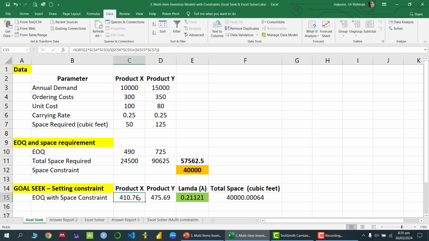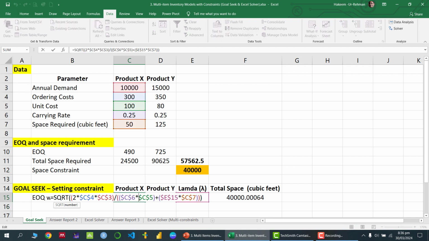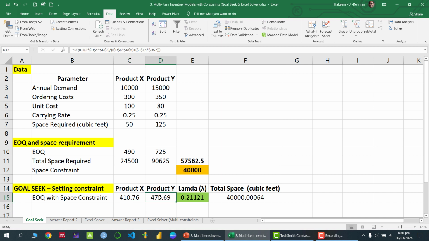Okay, so sorry, not the unit cost, but the space required. Okay, this lambda and multiply by this one. So same is the case for y. Now these values we need to find out.